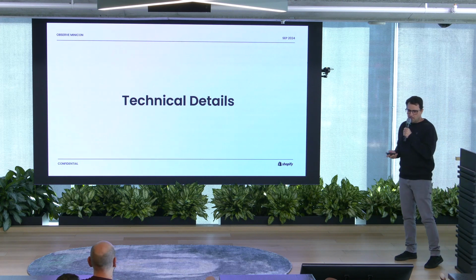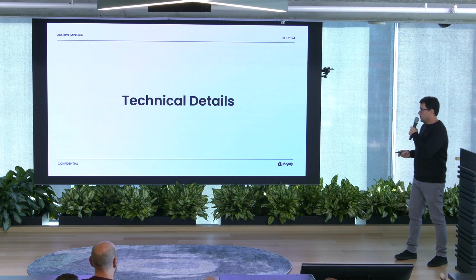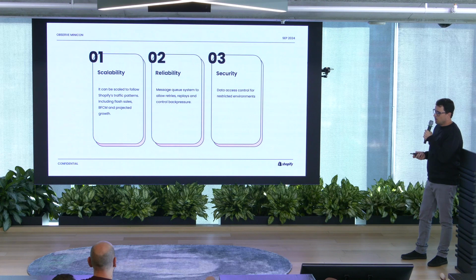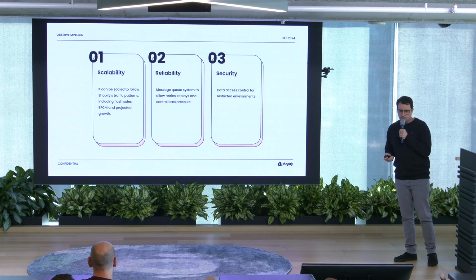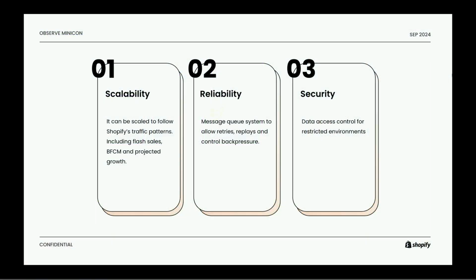Right, next topic on our agenda is technical details. So this product or this pipeline was designed considering 3 major pillars. Scalability, it can be scaled to follow Shopify traffics, including flash sales, BFCM, and projected growth. That was kind of a requirement when Elijah just talked to me. We need to build something that can scale over time and be cost effective.